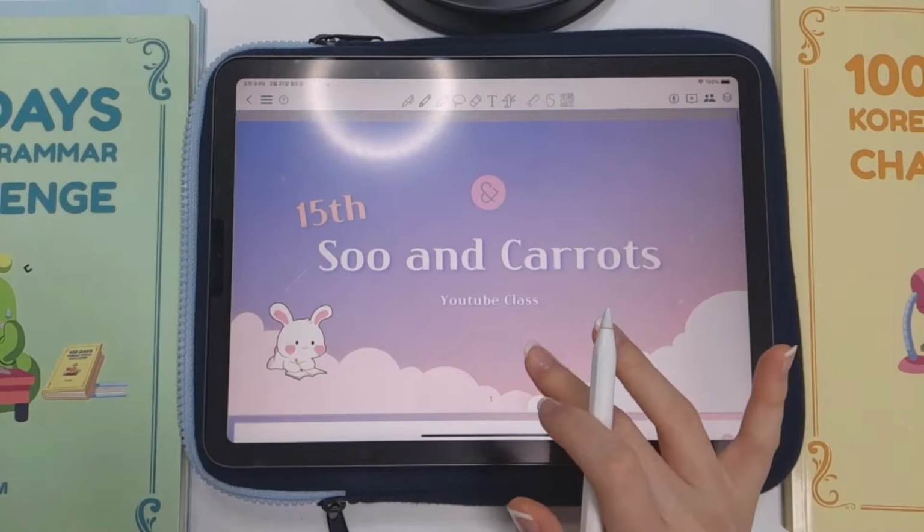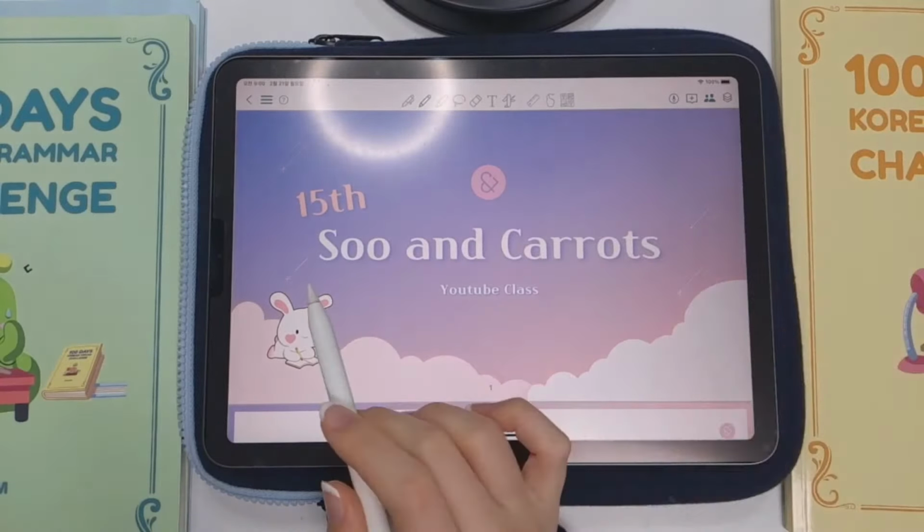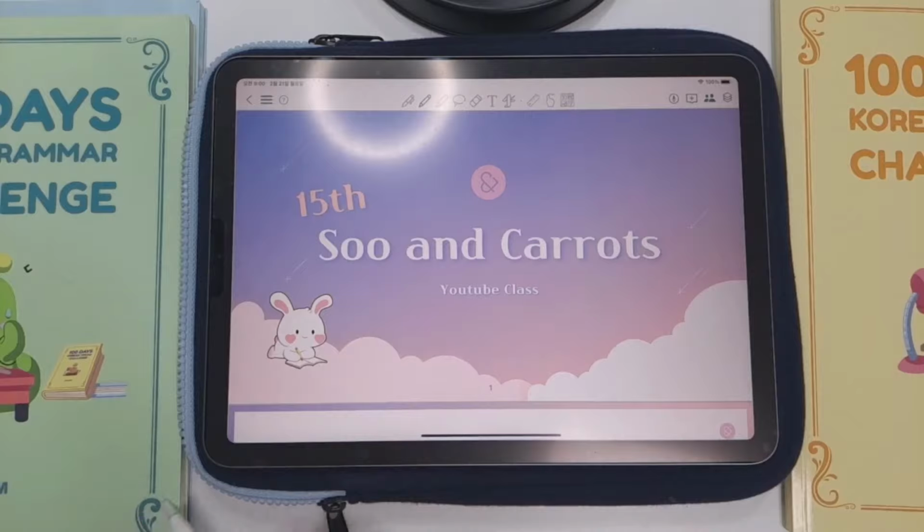Okay, so it is already 15th class. Oh my gosh, time goes so fast, right?